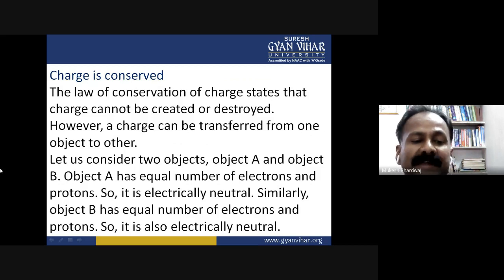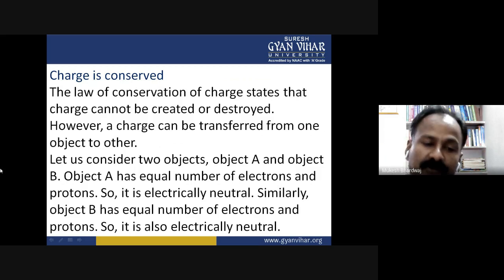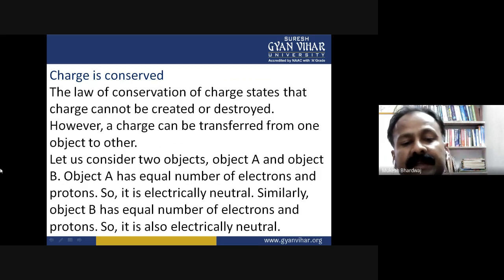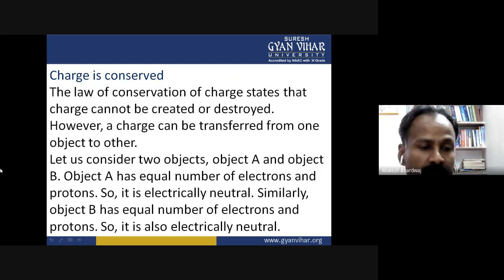There are no exceptions to this law and it is universal. Conservation of charge does not mean that charge cannot be produced or destroyed. It simply means that if ever charge is created or destroyed, it will always be in equal and opposite amounts. As discussed earlier, when two bodies are rubbed, we get simultaneously two unlike charges of equal magnitudes.